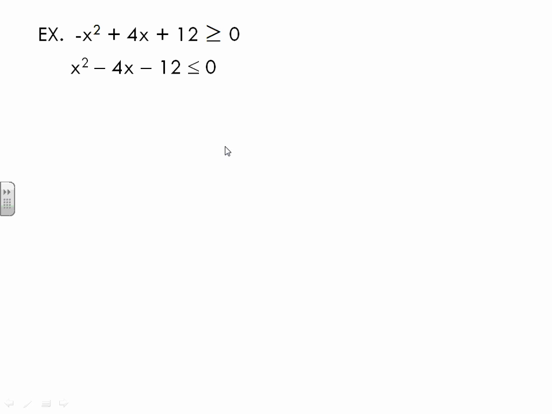Okay, so the next thing that we would do is find the x-intercepts. So I factor, and that gets me -2 and +6. Notice over here that I didn't even put the y-axis because I really don't care about it. All I care about are the x-intercepts. And then I'm going to draw in my parabola, and I know it opens up because I made a positive. So it looks like this.